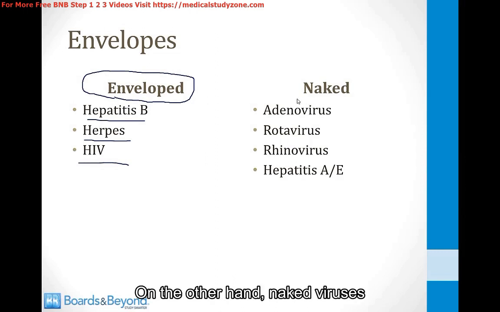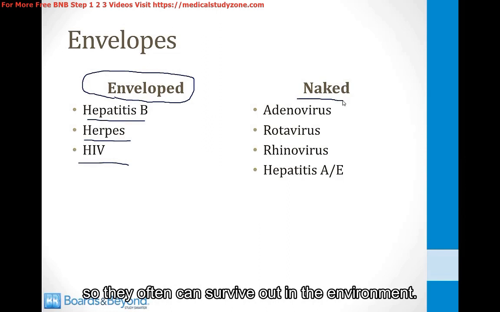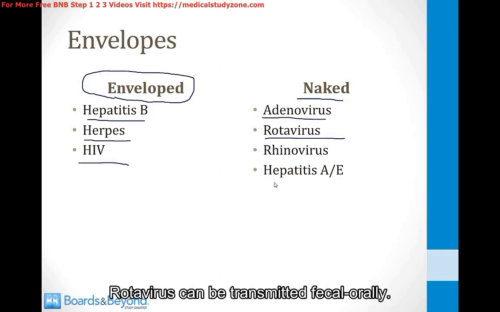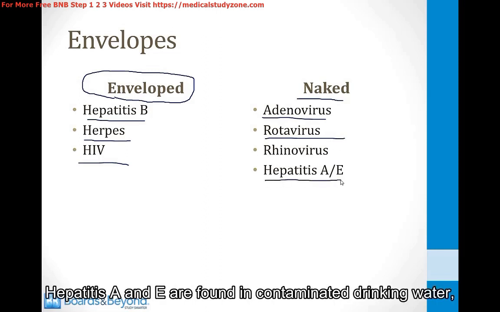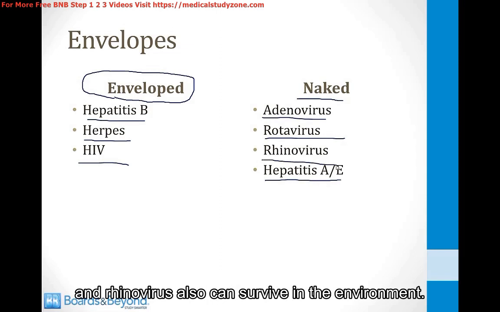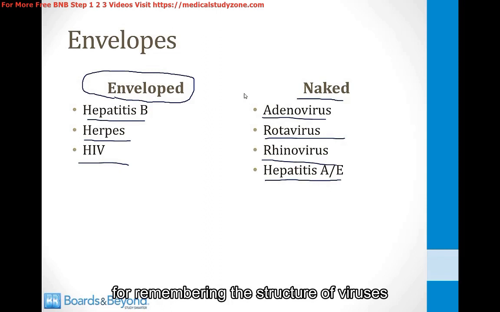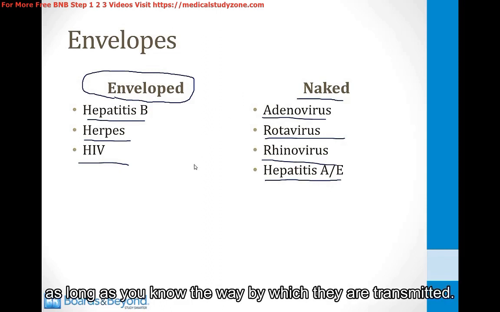On the other hand, naked viruses have a durable protein coat, so they often can survive out in the environment. So adenovirus, for example, survives on surfaces. Rotavirus can be transmitted fecal-orally. Hepatitis A and E are found in contaminated drinking water, and rhinovirus also can survive in the environment. So remember this rule of thumb, and it can be very helpful for remembering the structure of viruses as long as you know the way by which they are transmitted.